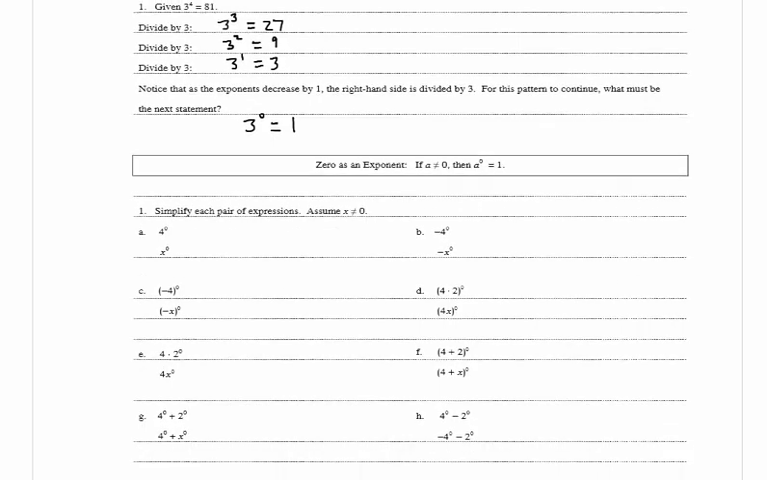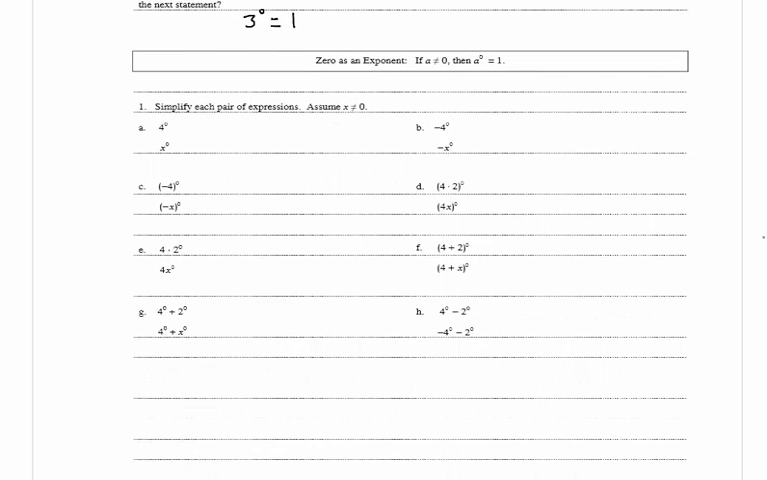So in 1, it says simplify each pair of expressions, and we're going to assume that x is not equal to 0. In a, we have 4 to the 0 power, and that's going to be equal to 1. And x to the 0 power is equal to 1.